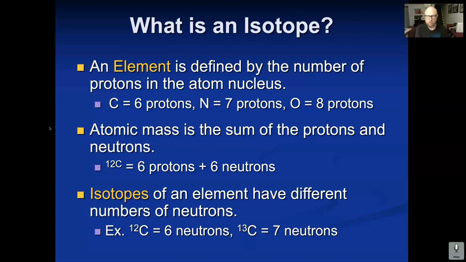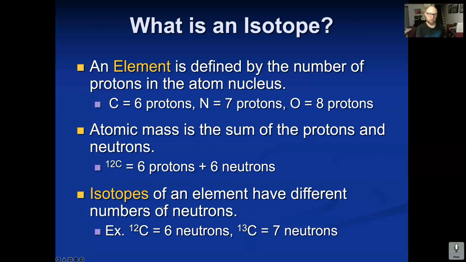An element in the periodic table is defined by the number of protons in the atom's nucleus. For example, carbon has 6 protons, nitrogen has 7 protons, oxygen has 8 protons. So that's what really defines and differentiates different elements. Remember that the atomic mass is the sum of protons and neutrons. For carbon, this is actually carbon 12, you've got 6 protons and 6 neutrons.